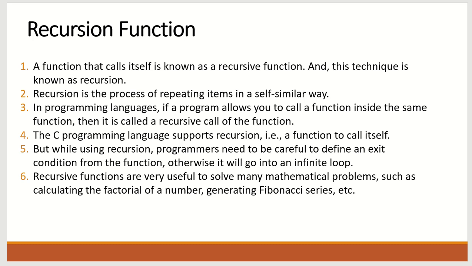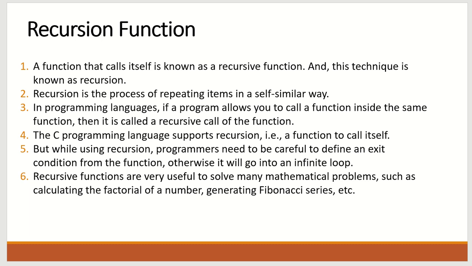Coming to the next point, which is a recursion function. The function which calls itself is known as what? Recursive function. And this technique is called recursion. Recursion is the process of repeating items in a self-similar way. In programming languages, if a program allows you to call a function inside the same function, then it is called a recursive call of the function. The C programming language supports recursion, that is, a function can call itself.